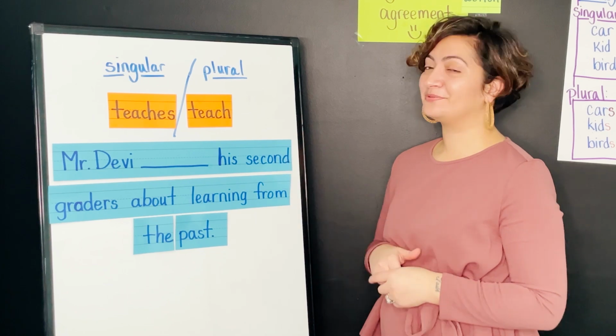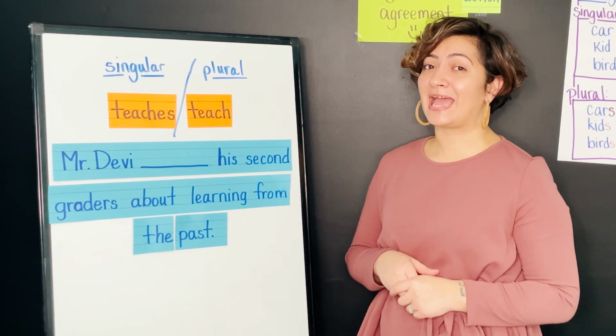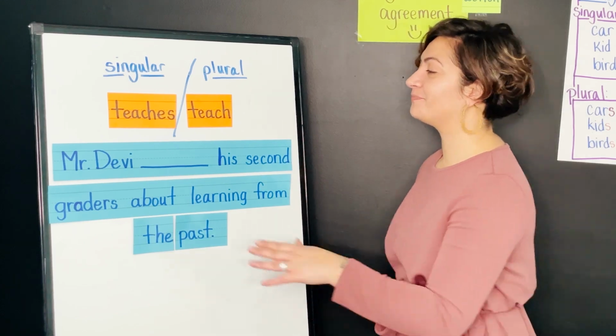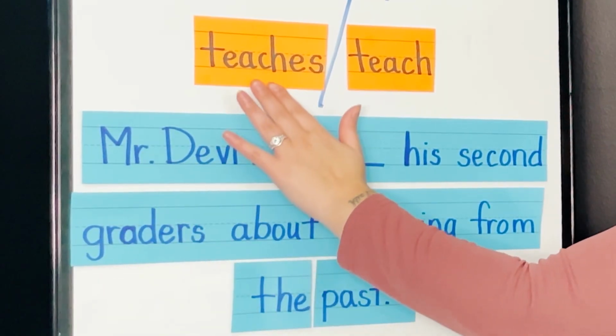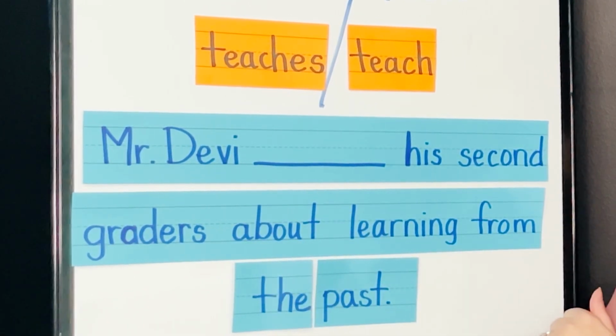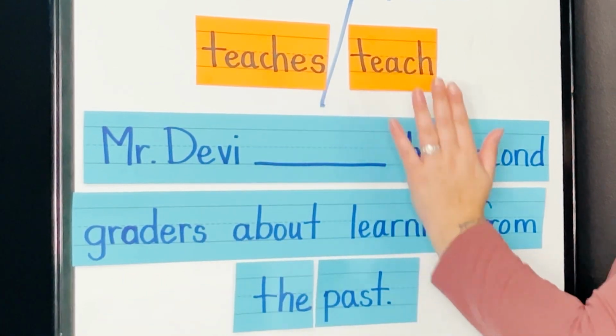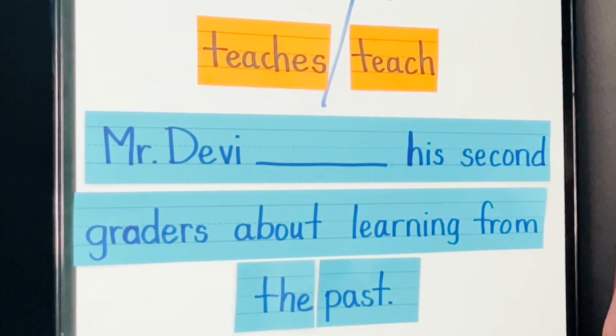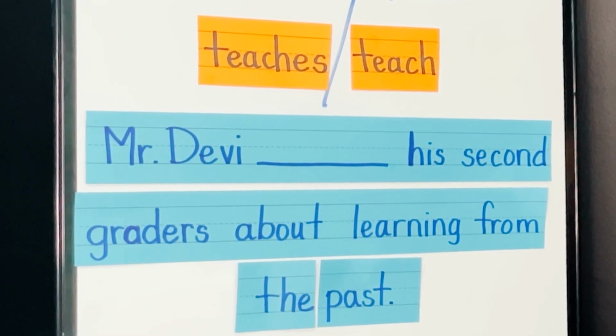All right, scholars, I'm going to read through. When you hear the verb that sounds right for the sentence, write it down on your paper. Here we go. Mr. Devine teaches his second graders about learning from the past. Or should it be, Mr. Devine teach his second graders about learning from the past. Write down the verb that you think fits in that sentence.